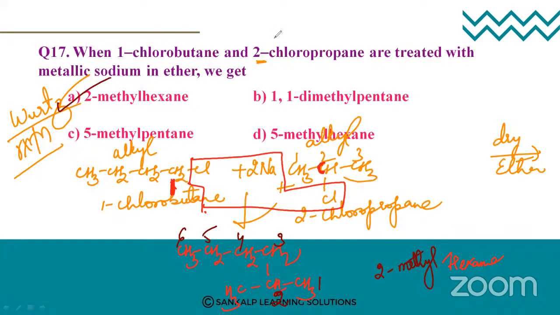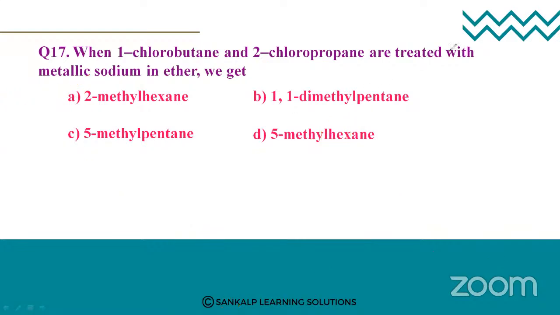So there are two alkyl halides: one is 1-chlorobutane, another is 2-chloropropane. When you treat them with sodium in the presence of dry ether, you get 2-methylhexane. So these are the two structures: this is 1-chlorobutane, this is 2-chloropropane. How does the elimination take place? 2NaCl gets eliminated. Now here CH3, CH2, CH2, CH2, at this point this will get joined, so it will be CH3, CH2, CH2, CH2, and this gets added here, so it will be CH, CH3, CH3. So it is 2-methylhexane. Option A will be the right answer. I hope you have got it.